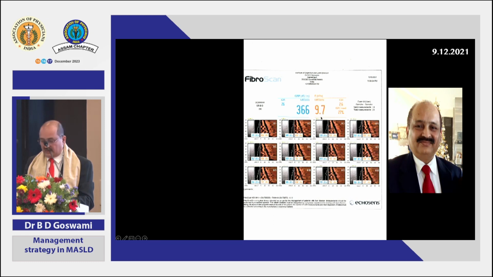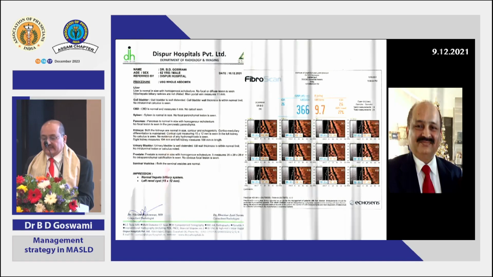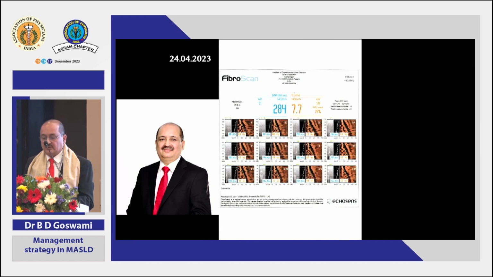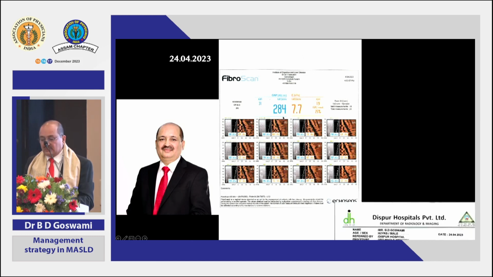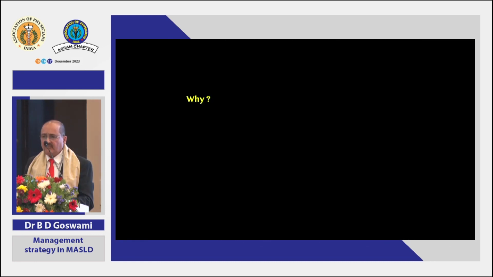And cap value is also coming to 366. Again, sonography was showing normal liver. So then in 2023, this year, April, it is coming down to 7.7 and 284 cap value. So again, I checked, the sonography was normal.